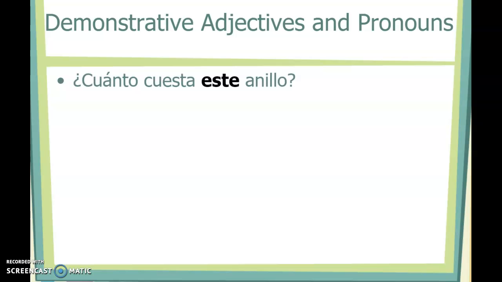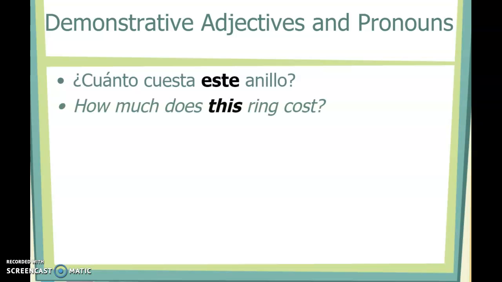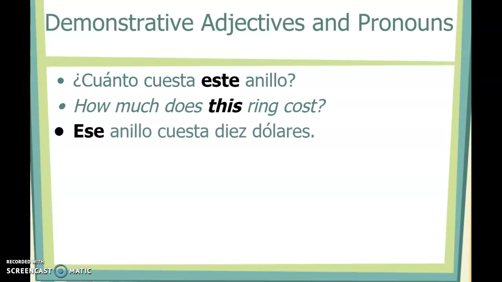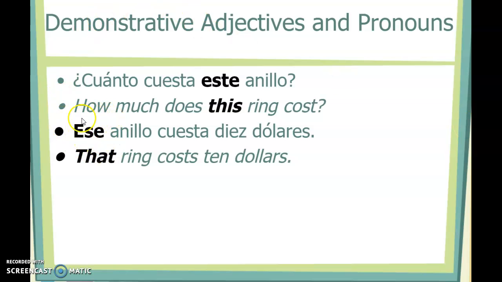¿Cuánto cuesta este anillo? How much does this ring cost? Here, este is the demonstrative adjective. It comes before anillo, the noun, and agrees with it in number and gender. Ese anillo cuesta $10. That ring costs $10. Again, ese is the demonstrative adjective, comes before anillo, and agrees with it in number and gender.